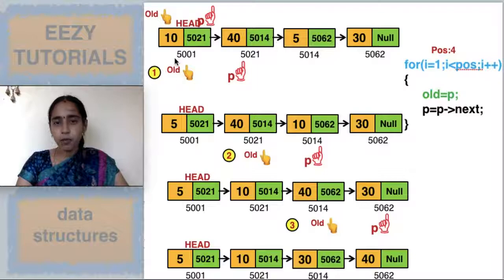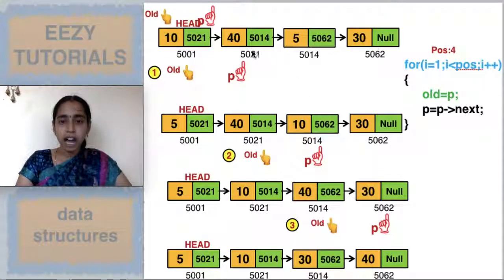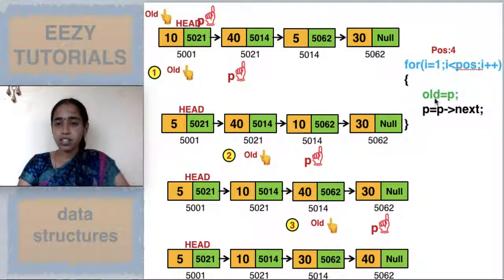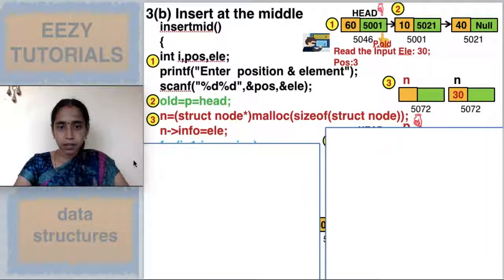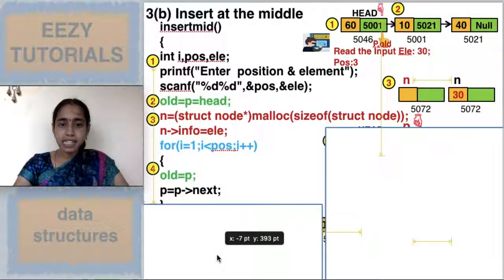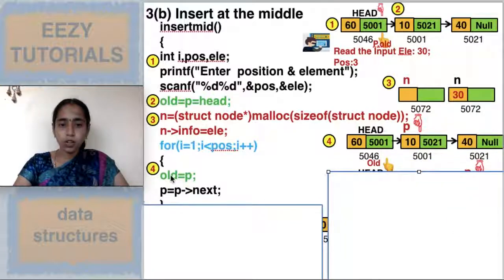I'm starting from 1, and suppose in the third position I want to insert a node, I should pinpoint the second and fourth node. After insertion of the third node, the second and fourth nodes should be pointed. I mean, to insert the node at the third position, I'm including the new node between the second and third position. For that reason, for i is equal to 1, i less than position, i plus plus. I'm giving this code in a for loop: again and again old is equal to p, p is equal to p of next.